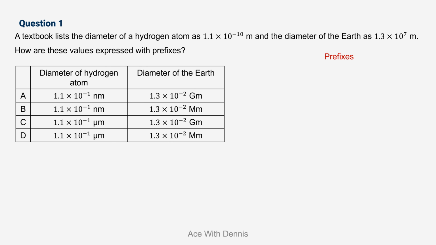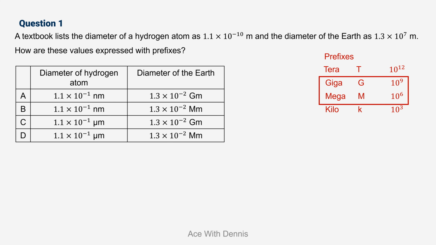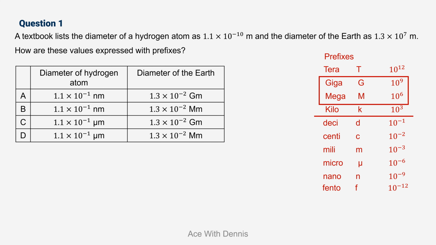The answer, let's recall prefixes. So here is a list of prefixes for large values. Mega and giga are 10 to the power of 6 and 10 to the power of 9 respectively. And this is the list for small values. Micro and nano are 10 to the power of negative 6 and 10 to the power of negative 9 respectively.